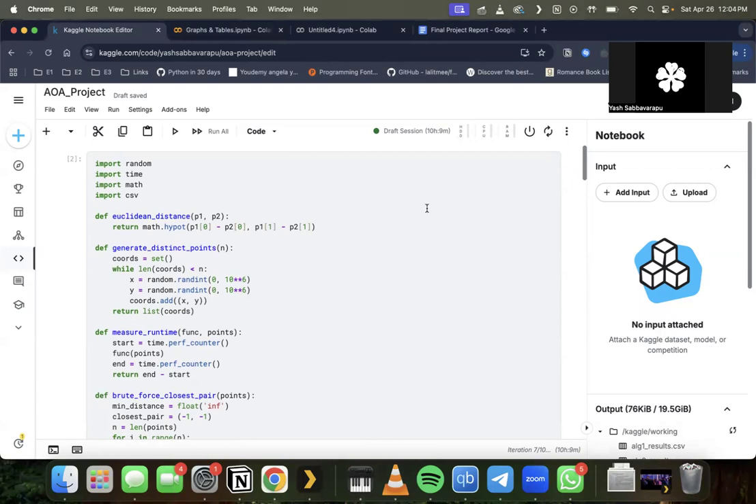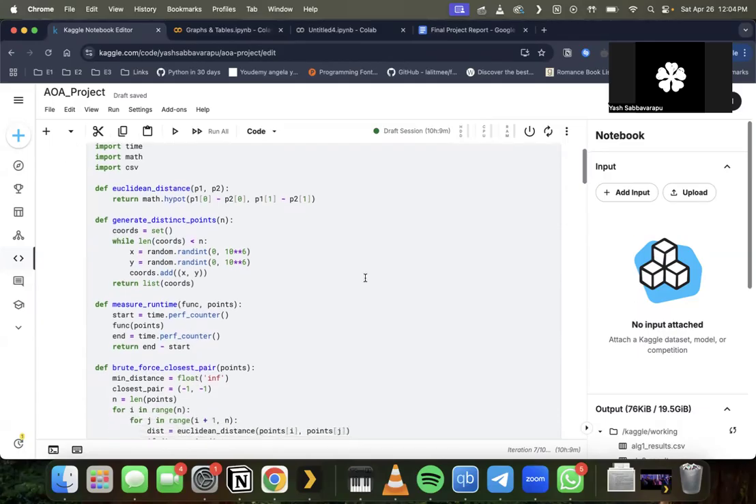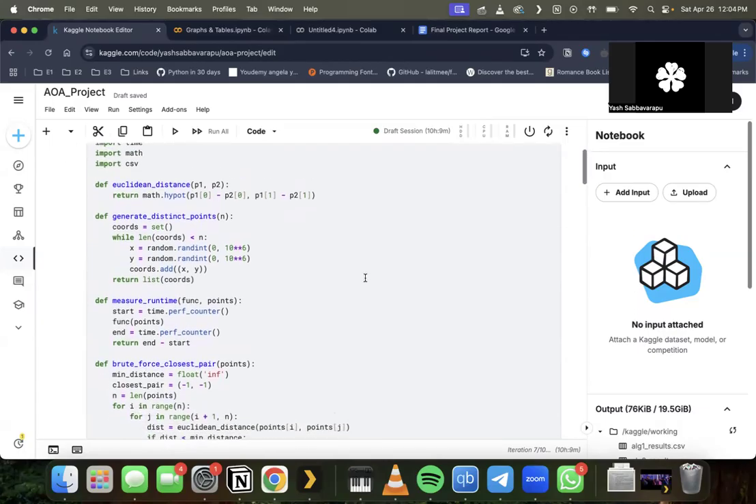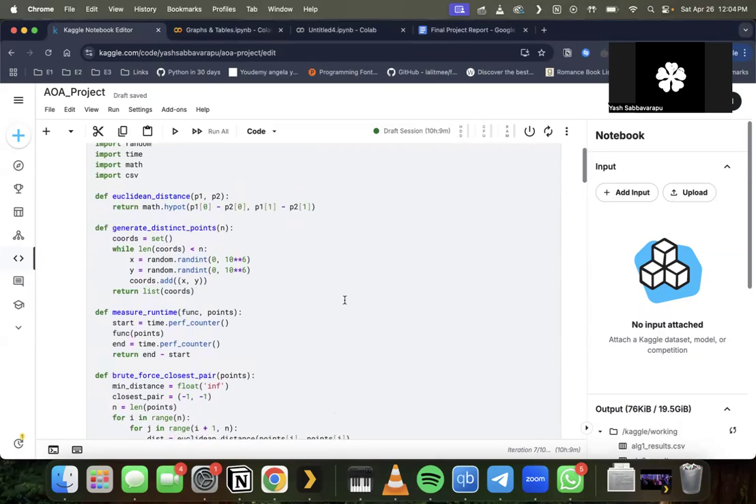In this project, I implemented and compared two algorithms to solve the closest pair of points problem, brute force and divide and conquer. As you can see, here is my Python code. I implemented the brute force method, which checks all the possible pairs of points.